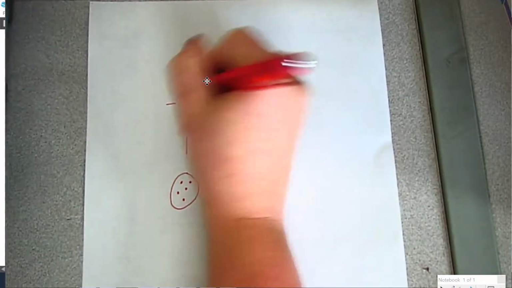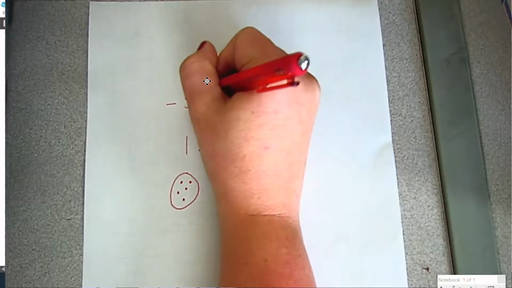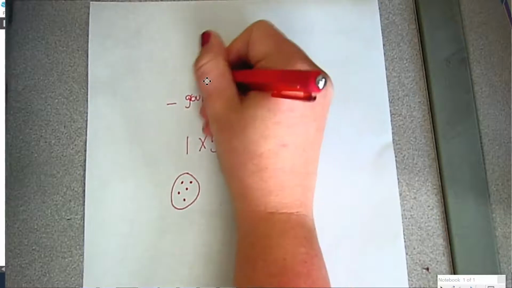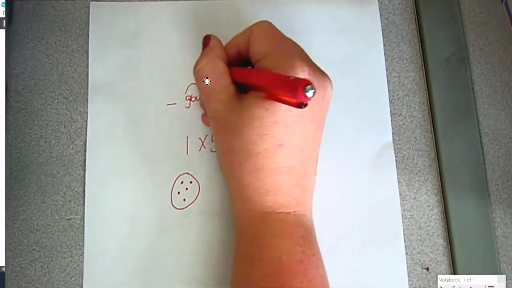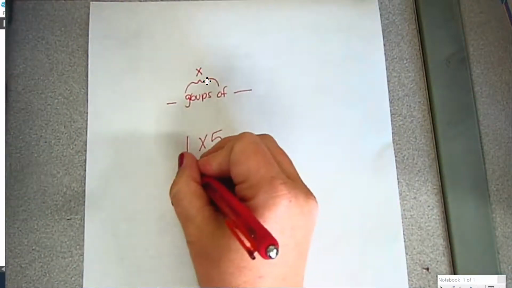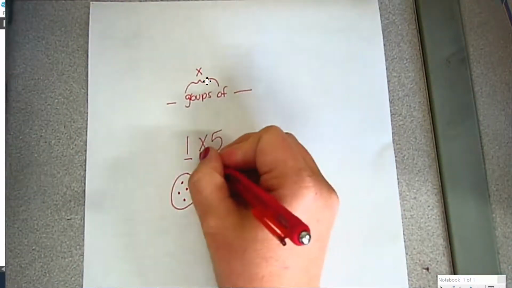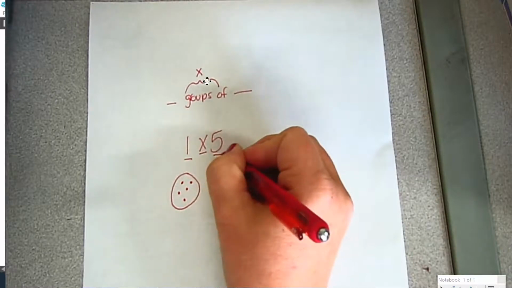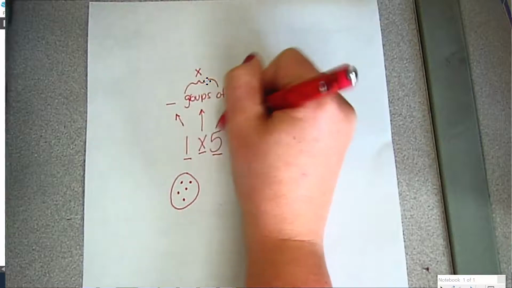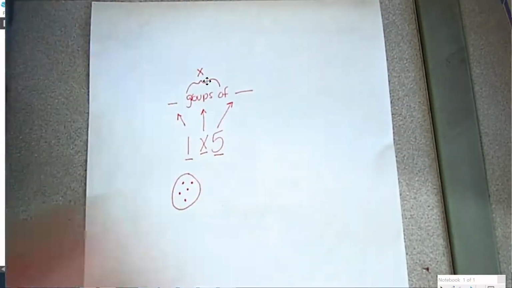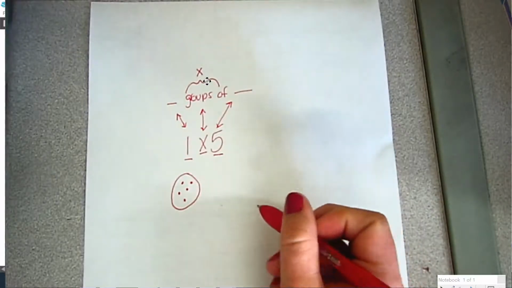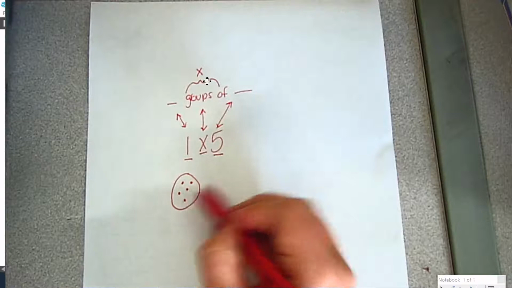Remember, groups of. And this, basically, you're multiplying. So, one group of 5. That's how we can break that down. Those are those parts. So that means in all we would have 5 dots.